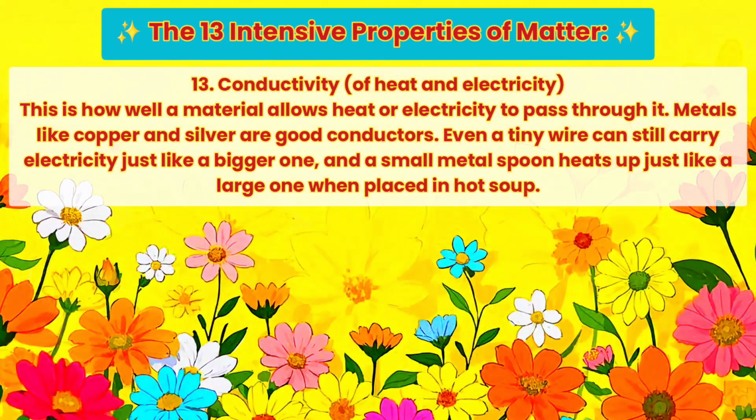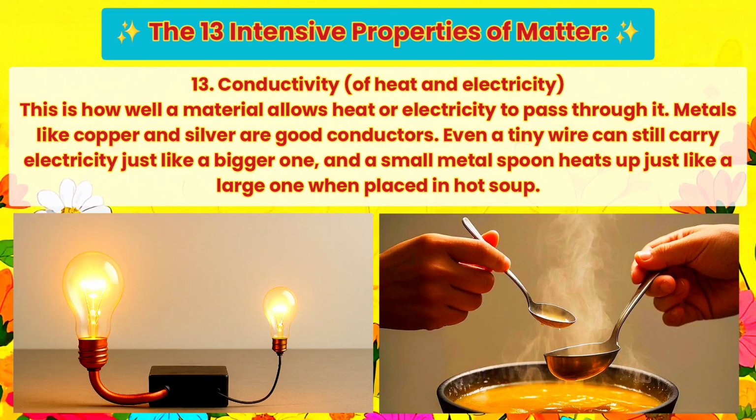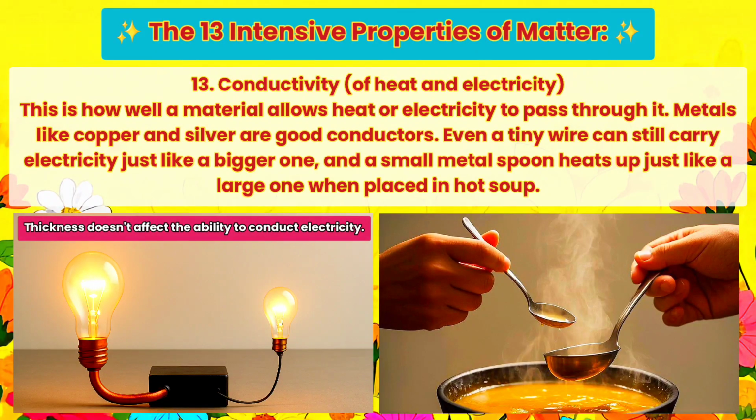And number 13, conductivity of heat and electricity. This is how well a material allows heat or electricity to pass through it. Metals like copper and silver are good conductors. Even a tiny wire can still carry electricity just like a bigger one. And a small metal spoon heats up just like a large one when placed in hot soup.